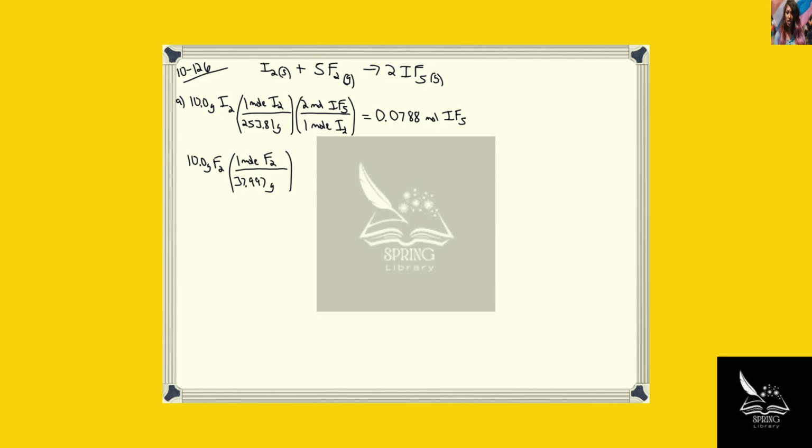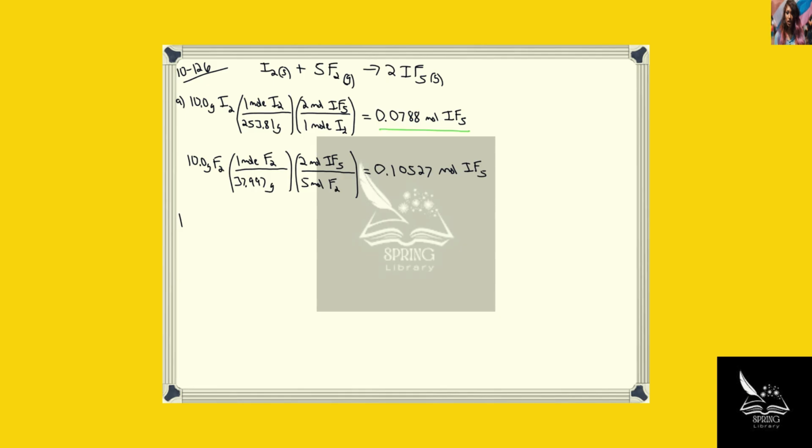Let's now do the same thing with the 10 grams of fluorine. Convert the grams fluorine to moles fluorine by dividing by the molar mass of fluorine, F2. Then convert the moles F2 to moles iodine pentafluoride, recognizing it's a 5 to 2 relationship, and we'll get 0.10527 moles of the product iodine pentafluoride. Because the iodine produces the least amount of product, it is the limiting reactant, and the amount of product actually created is the 0.0788 moles.